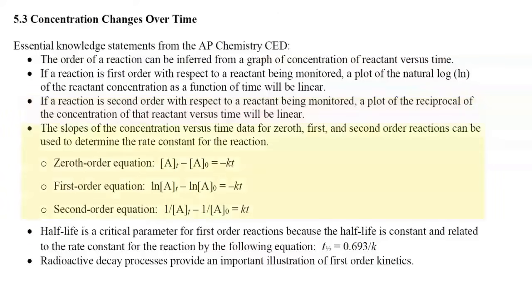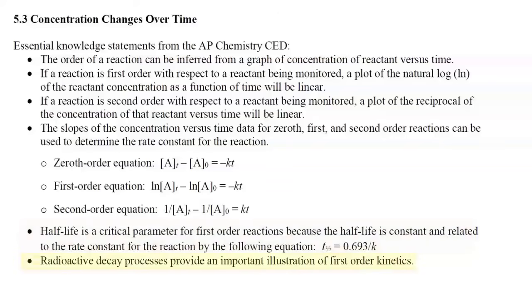The slopes of the concentration versus time data for zeroth, first, and second order reactions can be used to determine the rate constant for the reaction. So these three equations that are listed here are also included in the kinetics section of the AP Chemistry equations and constants sheet. Half-life is a critical parameter for first-order reactions because the half-life is constant and related to the rate constant for the reaction by the following equation. Half-life equals 0.693 divided by K.